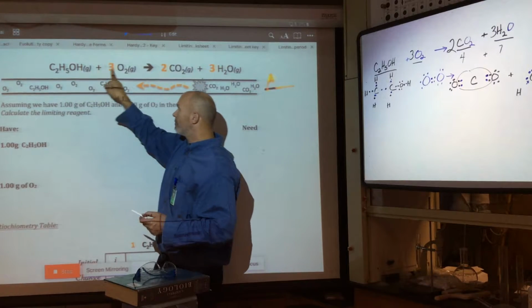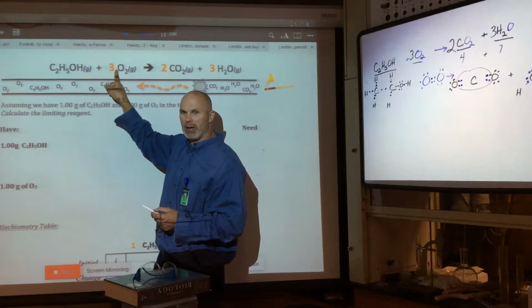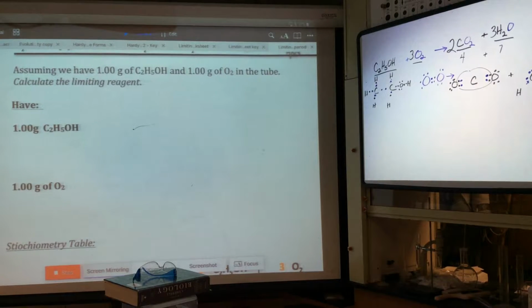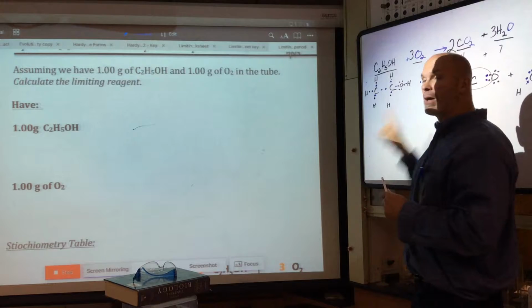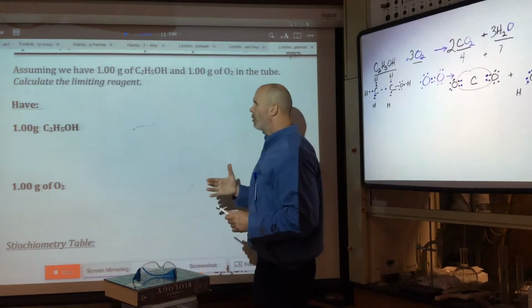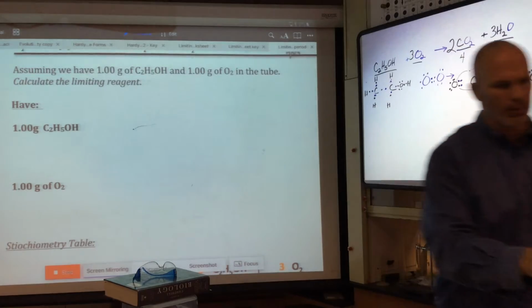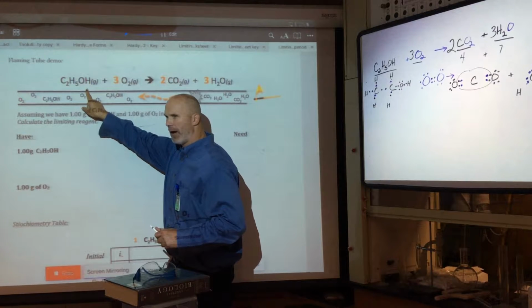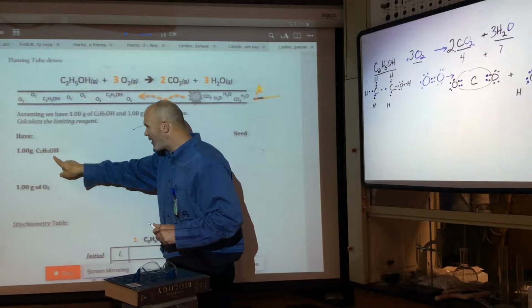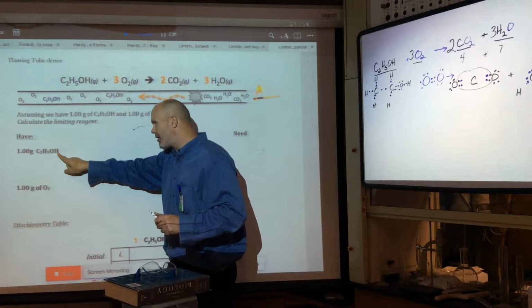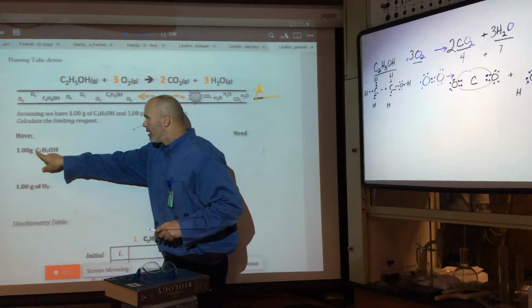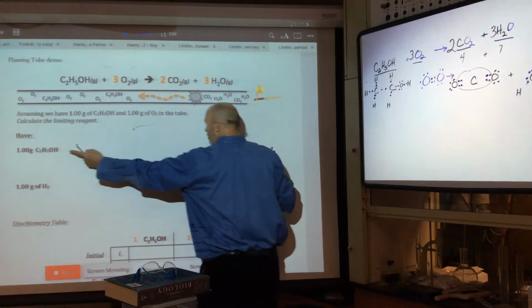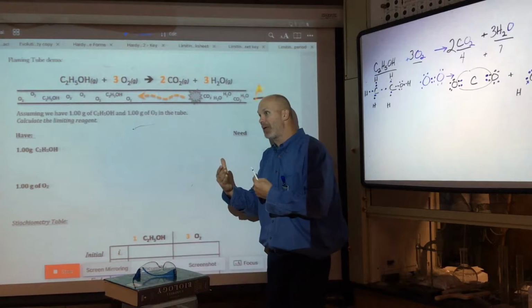Given the starting amounts of both of these, I'm going to figure out how much of the other one I need. So to make my point clear, I'm just going to do this. Given, so here's the problem. I have a gram of the ethanol, I have a gram of the oxygen. Which one limits the reaction? To answer this question, I'm going to solve for how much of the other one I need to make this disappear. So if I've got a gram of C2H5OH, ethanol, how many grams of oxygen do I need to make all of this disappear? And that'll tell me who limits.